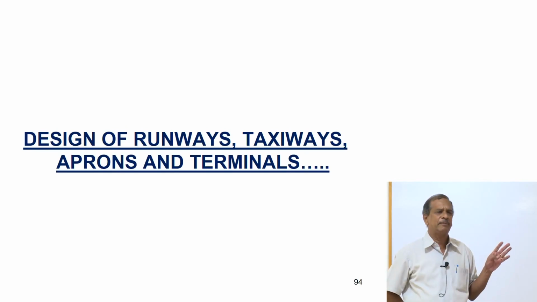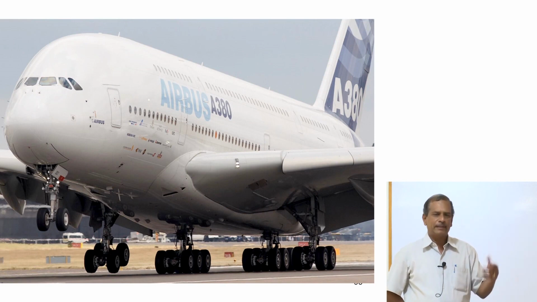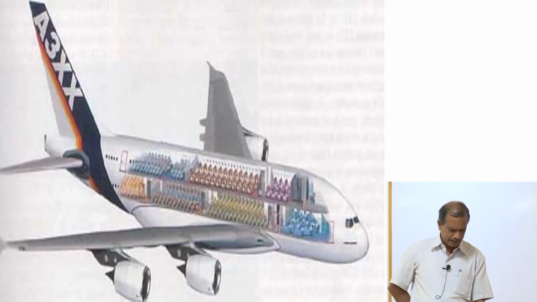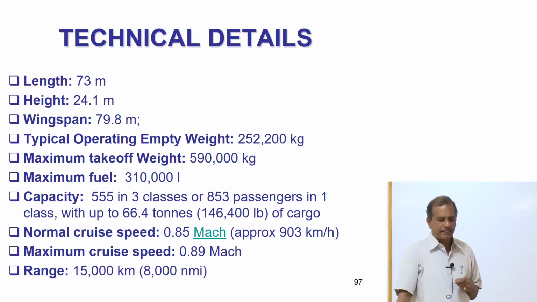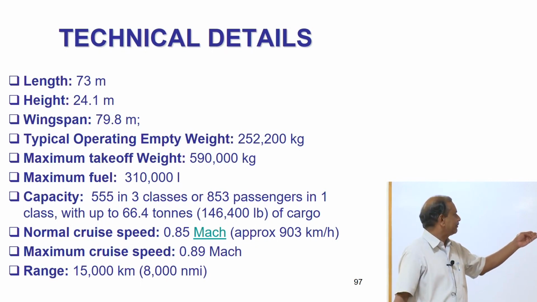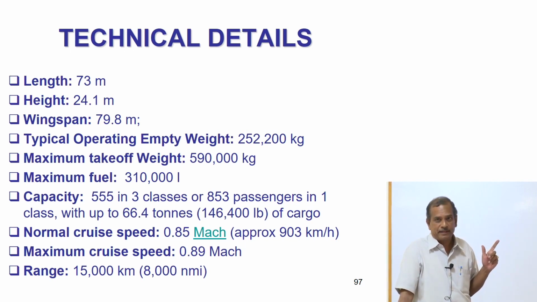There are several runway pavements that have to be rehabilitated, reconstructed. The challenge before you is, how do you do that? For example, the Airbus that has been constructed, its capacity is more. The challenge before you as a transport engineer is that the capacity of these is 555 in 3 classes or 853 passengers in one class. But the issue that you should see is that the maximum takeoff weight is 590 tons.